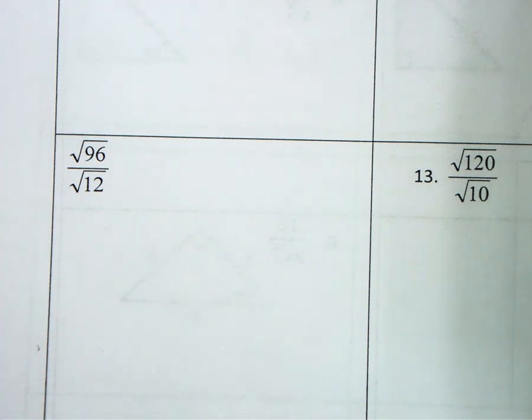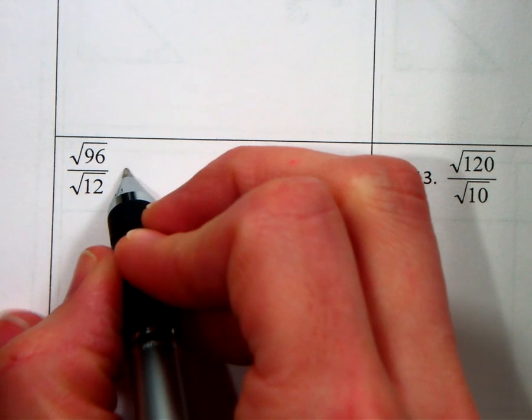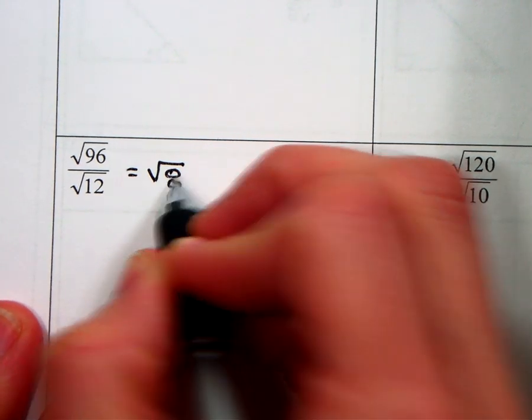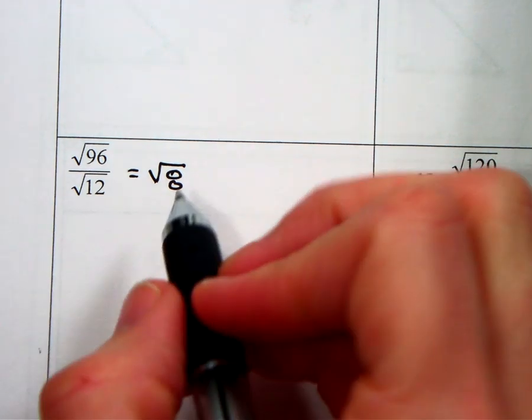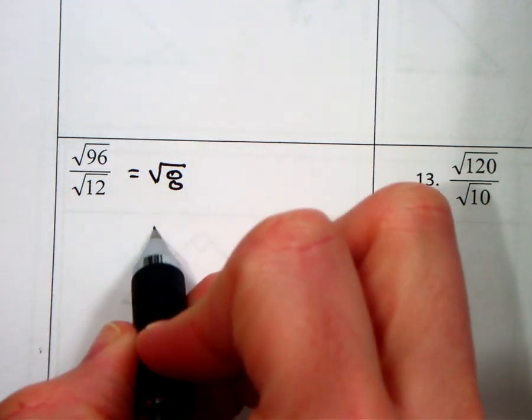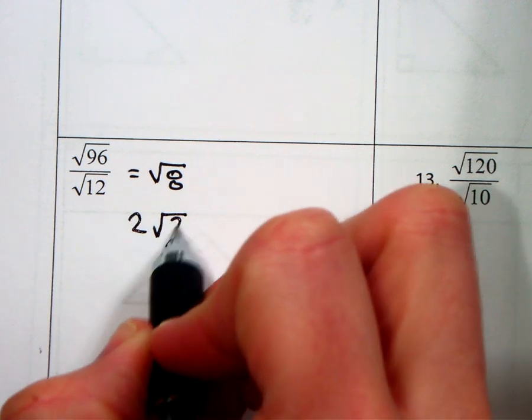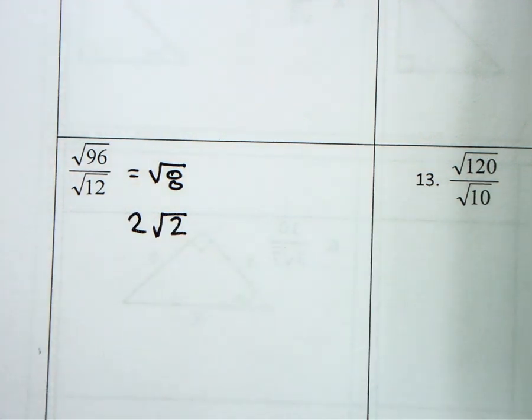8. Isn't that a whole lot nicer to deal with, radical 8, than to deal with, I don't know what 96 times 12 is, but I'm having to work with 1,152, right? No thank you. So radical 8 is a lot easier to deal with, and then we would end up with 2 radical 2 like we did above. Okay, so if you can divide, you should. If you can't divide, then we need to fall back on rationalizing the denominator.